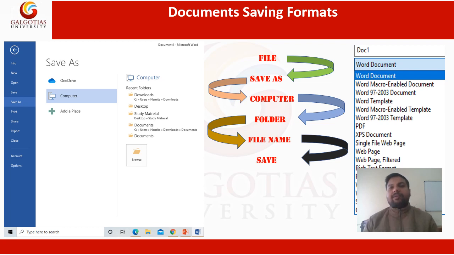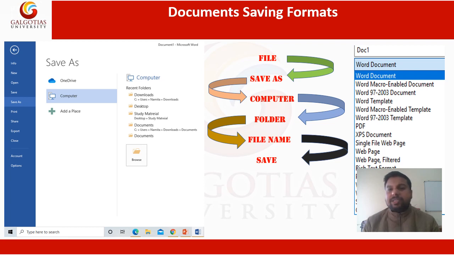Like you can see on the top right-hand side, there is Doc1. That means Document1. You can write any name, depending on which type of file you are using, like if you are creating a resume, or writing a book, you can assign any name. After assigning the name, there is a column for file format.